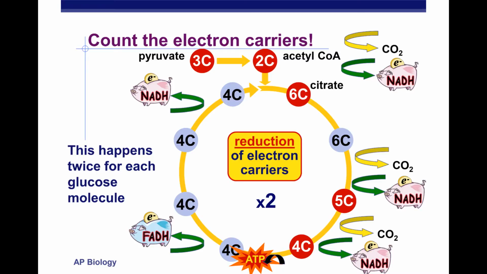We will make some NADH as we go. We'll also make a little bit of ATP and a little bit of FADH2. And this process repeats twice for every glucose molecule, because we're getting 2 acetyl-CoAs coming in, because we had 2 pyruvates going into pyruvate oxidation.